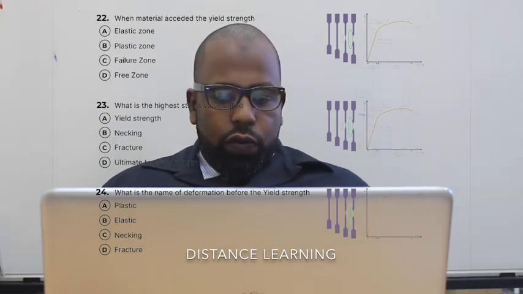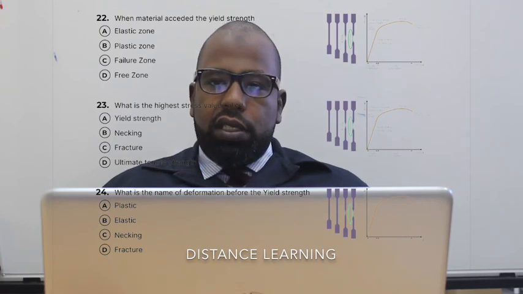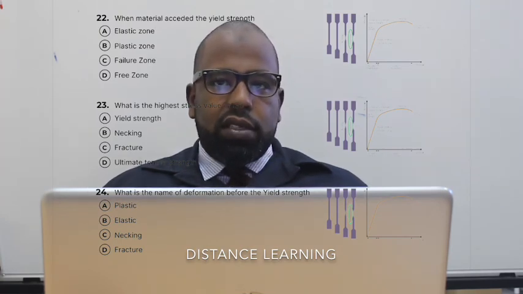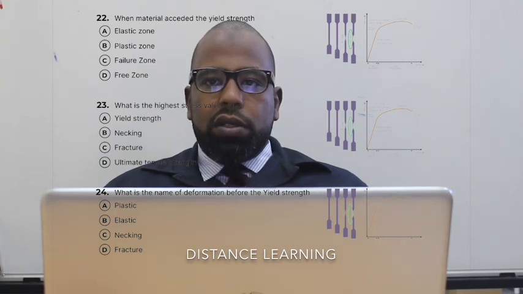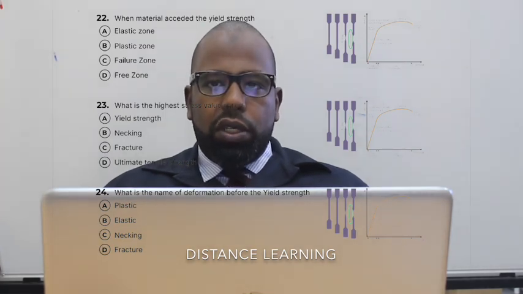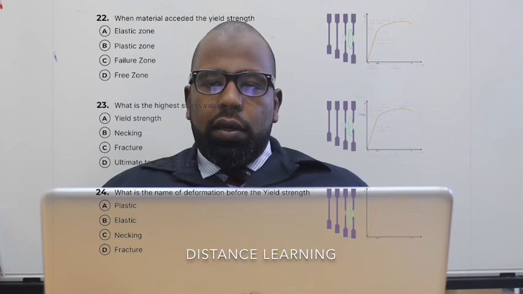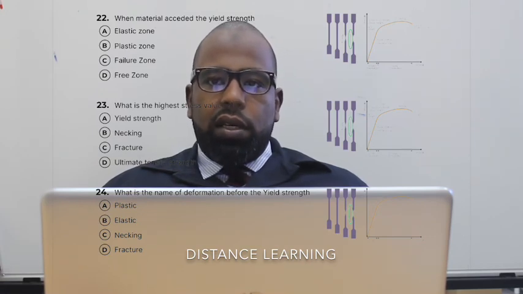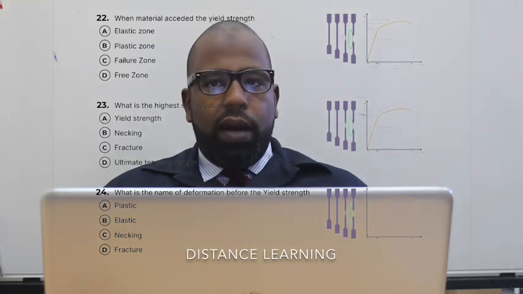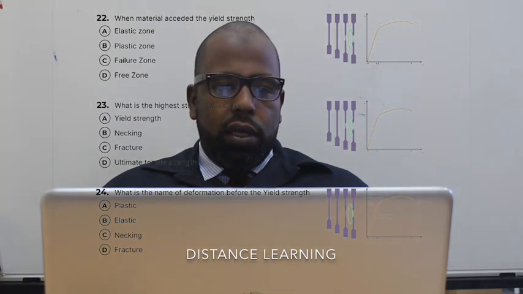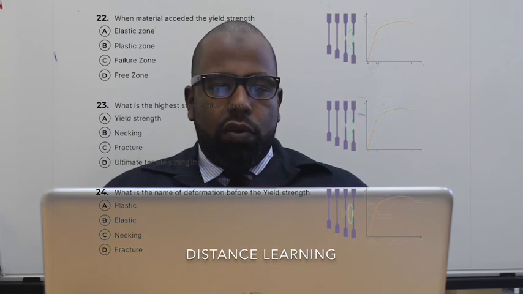What is the name of the deformation before yield strength? This was mentioned earlier. This is called elastic deformation, where the material, before reaching yield strength, would come back to its original form. And the opposite, when exceeding the yield strength, is plastic deformation. When the material reaches plastic, it would never come back again, and will be considered deformed.